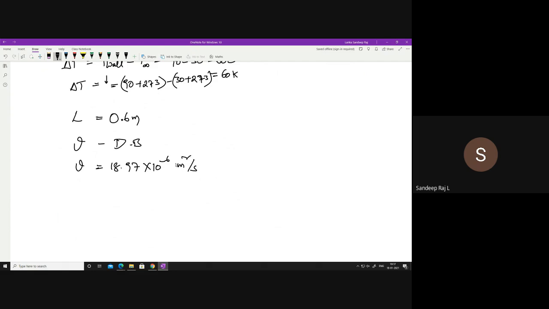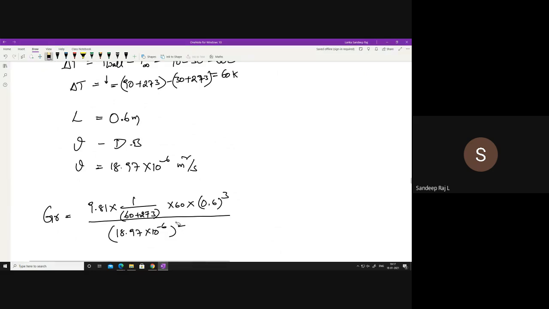So you have all the values with you here. You can find out the Grashof value. Substitute them. g is 9.81. Beta is 1 by 60 plus 273, into delta T, which is 60, into L cube, 0.6 whole cube, that is g beta delta T into L cube by nu square. The nu square is 18.97 into 10 to the power of minus 6 whole square. So that is your Grashof.